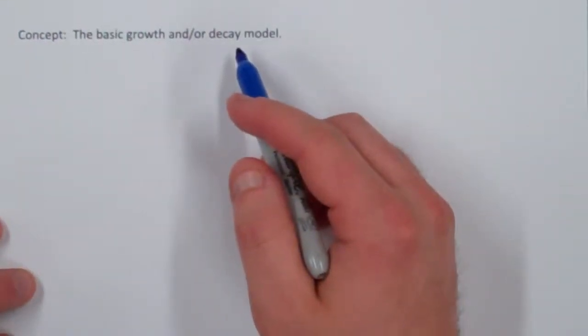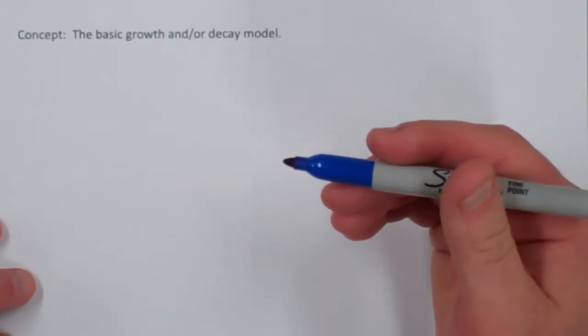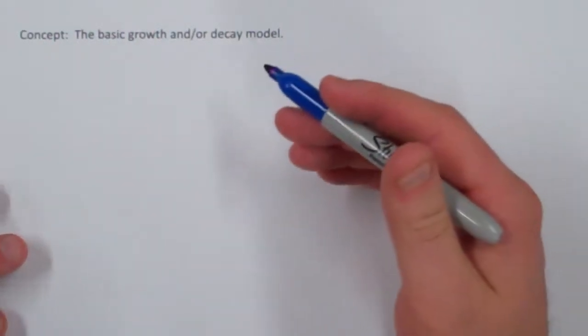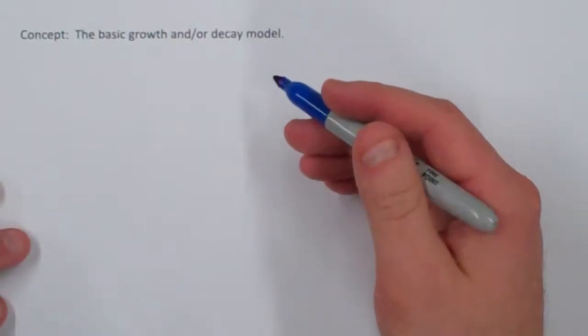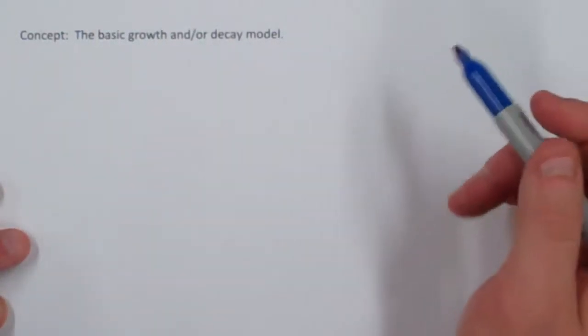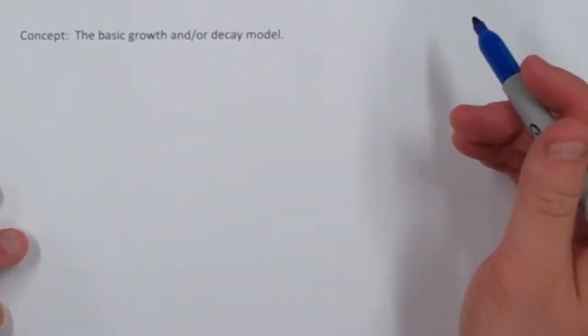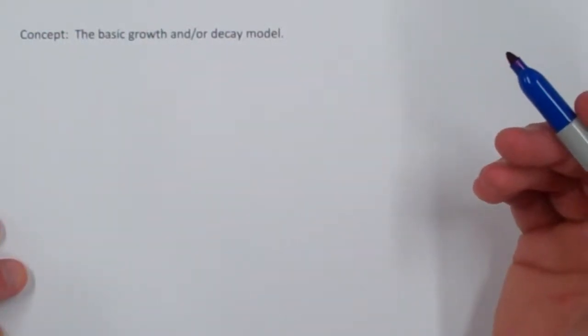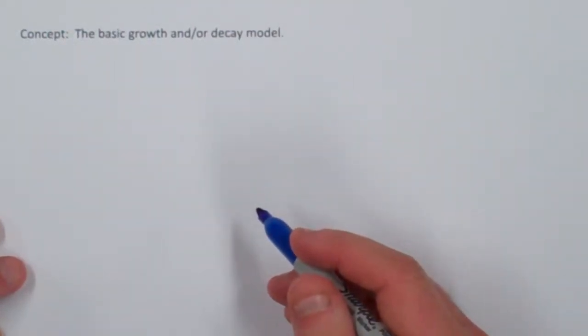For growth and decay, you want to think about things like a population, either of humans, animals, bacteria. You want to also think about radioactivity. So things of this sort, half-lives, these will all follow growth and decay models. Some are a little more complicated, but I'll just give you one of the basic ones here.